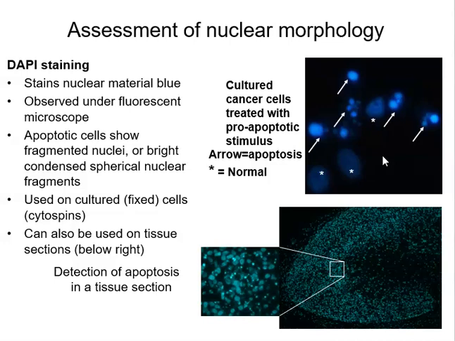So you have to have dead cells for this, but it also means that you can use tissue sections, and this is a tissue section of a tumour. Zooming into this region here, you can see these very bright spots. These are condensed nuclei in this hypoxic region of the tumour. So DAPI staining can be used on any fixed cells. It can be fixed cells that have been cytospun, that's centrifuged onto a glass slide, or they can be on tissue sections.